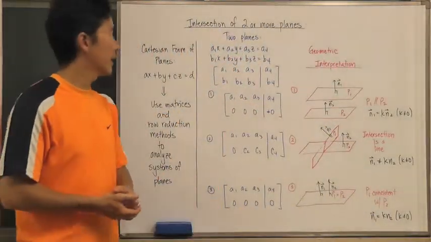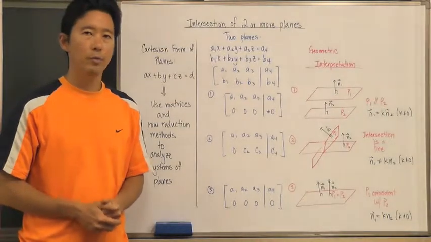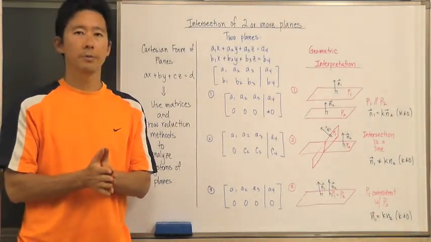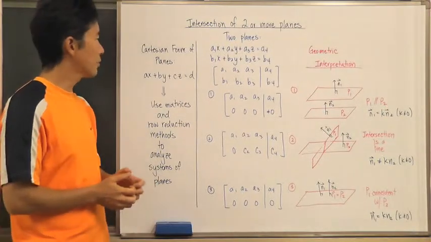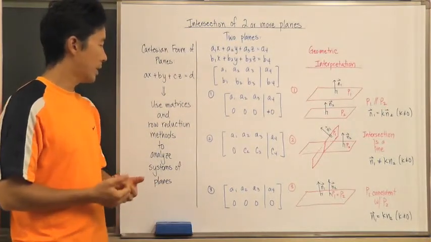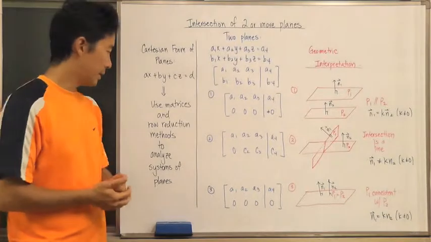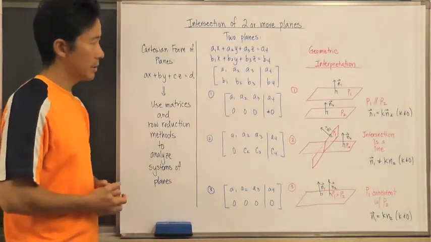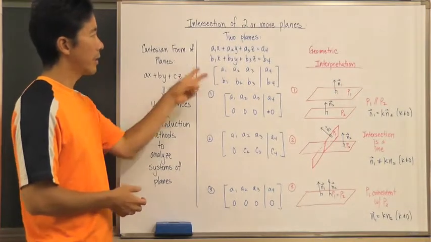Hello everyone, let's go ahead and take a look at the intersection of two or more planes. What we're going to focus on is the Cartesian form of planes, and the reason for that is that we want to use matrices and row reduction methods to analyze the system of planes.